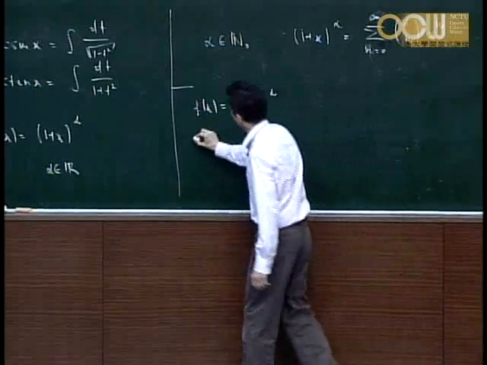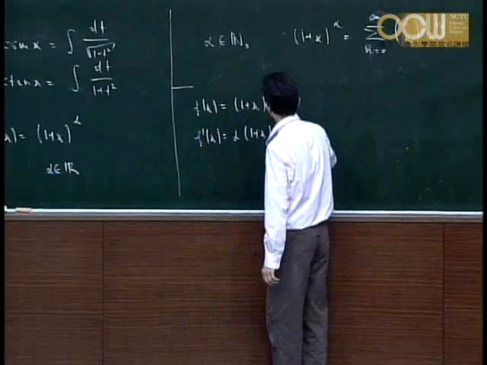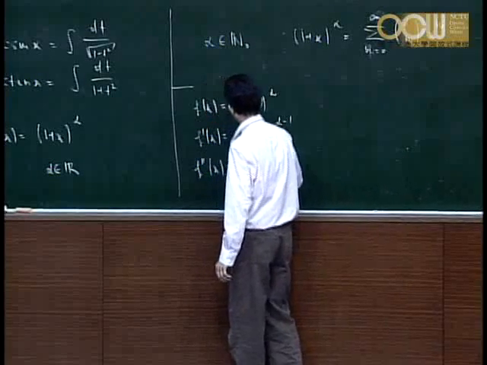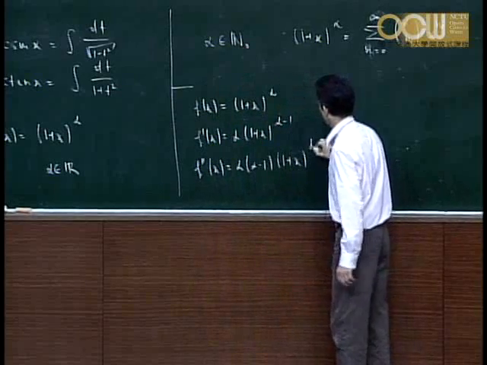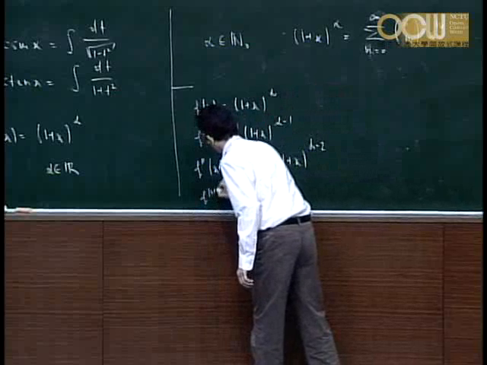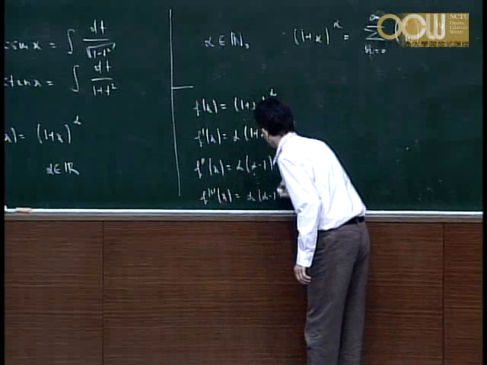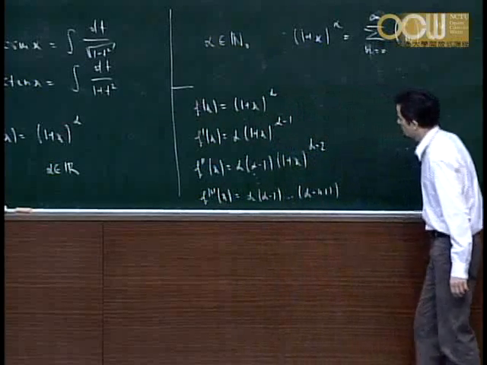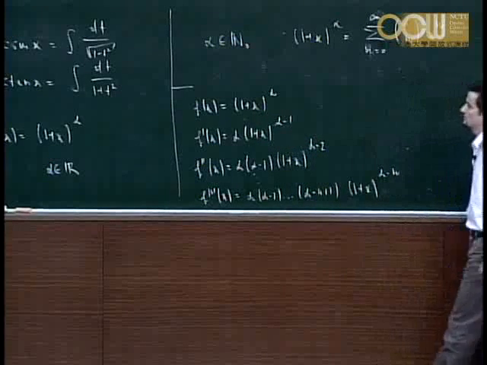So the first derivative is alpha times (1 plus x) to the alpha minus 1. The second derivative is alpha times alpha minus 1, times (1 plus x) to the alpha minus 2. And you go on like this. So the nth derivative will be alpha times alpha minus 1, and so on, and the last one is alpha minus n plus 1, and then (1 plus x) to the alpha minus n.